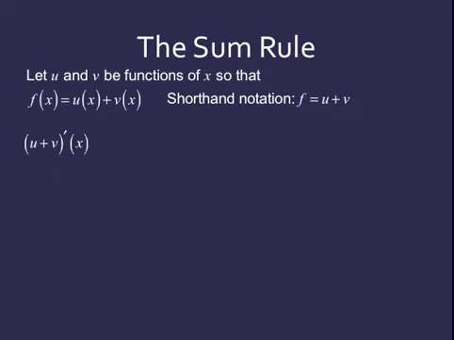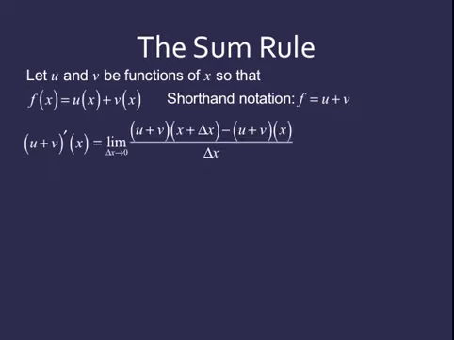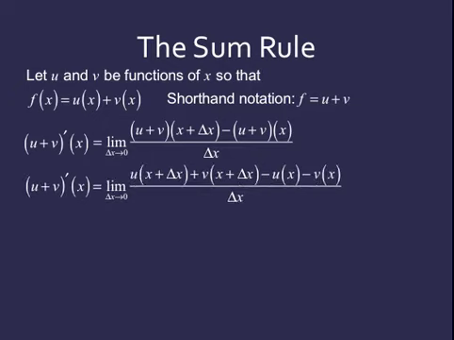And that is equal to the limit as delta x tends to 0 of u plus v of x plus delta x minus u plus v of x. In other words, just the difference in the f values. And that's all over delta x. Now if we expand that out, we get the differential is equal to u of x plus delta x plus v of x plus delta x minus u of x minus v of x, again all over delta x.